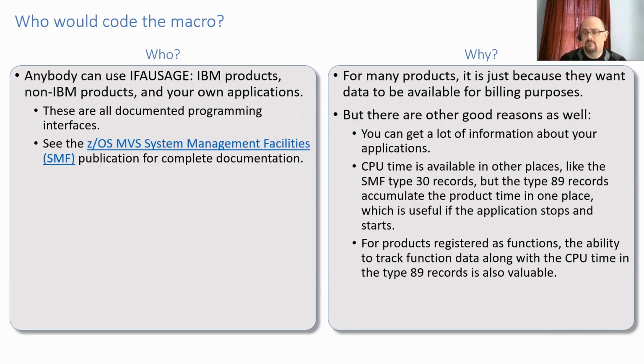You can get CPU time from other places like the SMF type 30 records. But the nice thing about the 89 subtype 1s is they accumulate the product time in one place. So if you have an application that starts and stops, it'll accumulate there. If you have multiple instances, we'll also accumulate those as well. And then for products registered as functions, the ability to track function data along with CPU time is valuable. So going back to the example of a transaction processing product, tracking the number of transactions might be valuable.